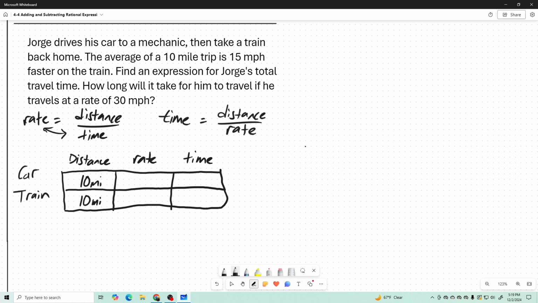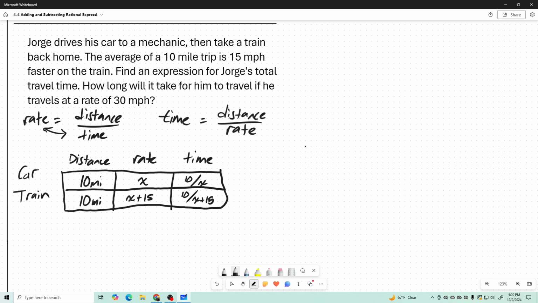Perfect. Now the rate, this is where the next sentence comes in, right? The average of a 10-mile trip is 15 miles per hour faster on the train. So let's say the rate of the car is just the number we don't know, x. We don't know the exact rate. We just know that the train is 15 miles an hour faster. So the rate of the train is x plus 15. Now we can figure out the time, because the time is the distance divided by the rate. If the distance is 10 and the rate is x, then the time is 10 divided by x. So far, so good. Same thing for the train: we're going to have 10 divided by x plus 15.